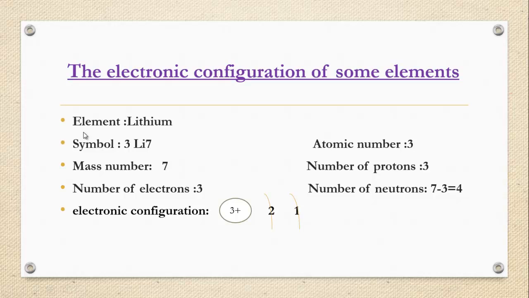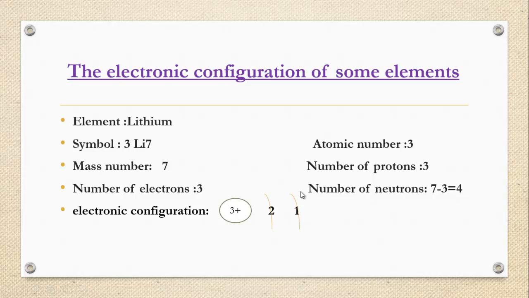Okay? What about the mass number? The mass number is the number which is written above the element. The number which is written above the element is called the mass number. So what is the mass number here? It equals 7. The 3 is the atomic number, or number of protons, or number of electrons. What about 7? 7 is the mass number.